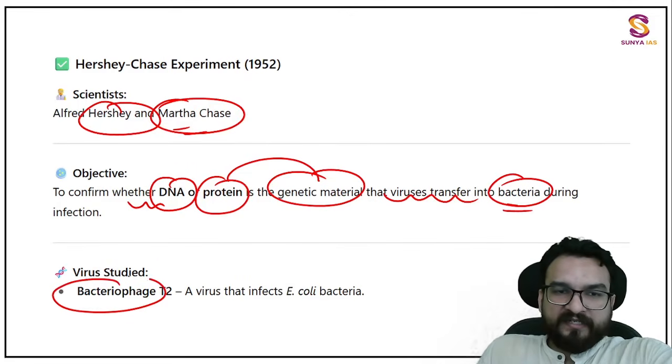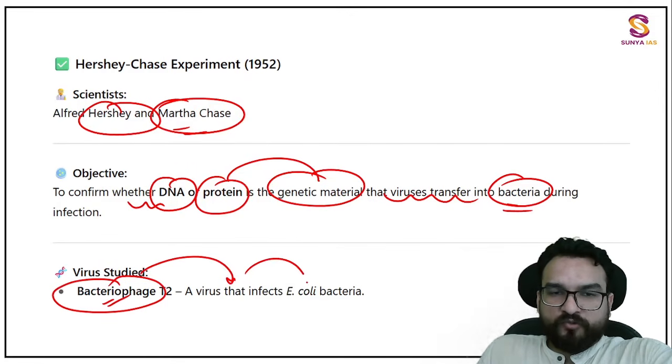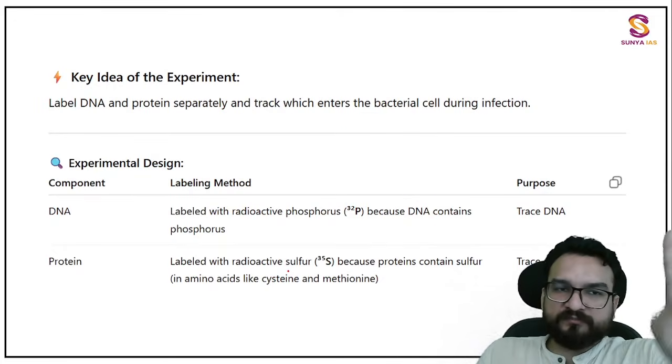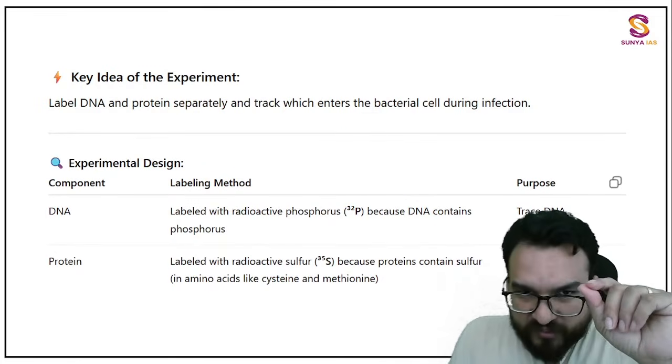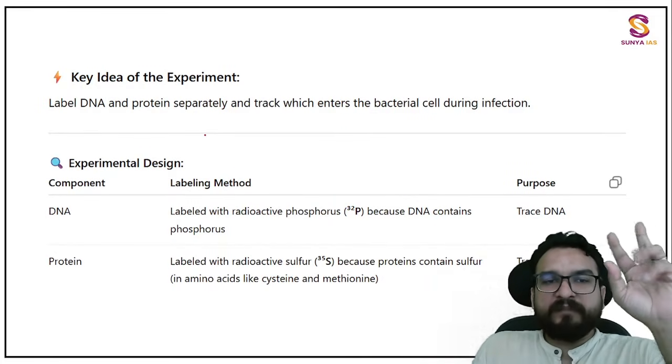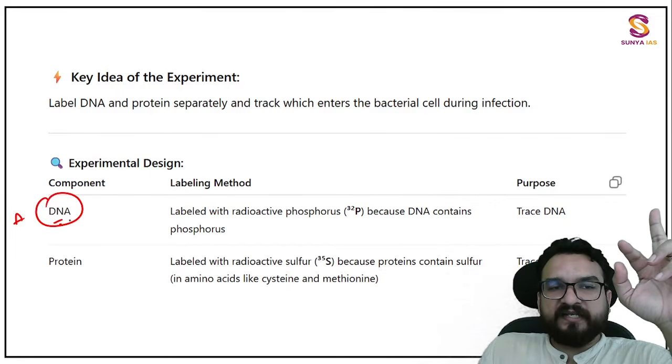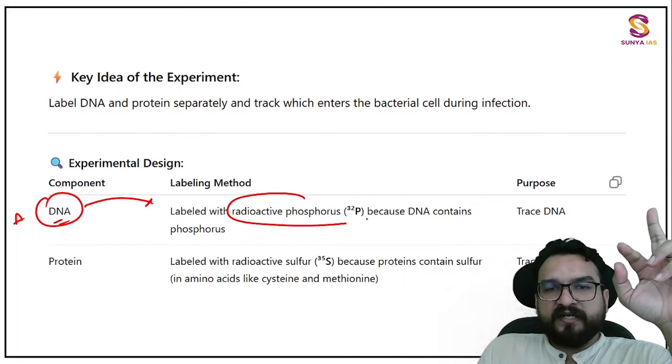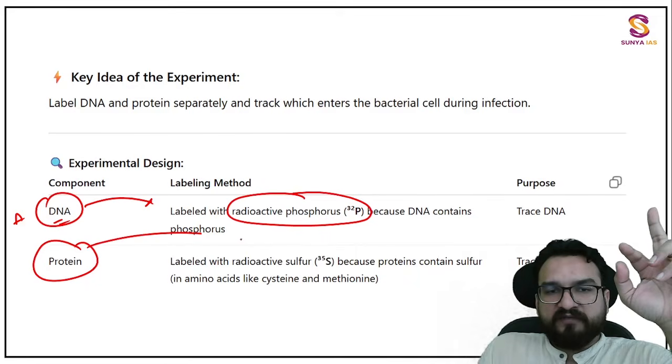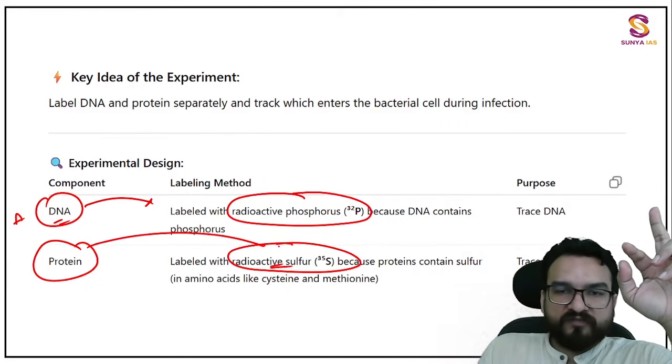What they will be taking: bacteriophage, a virus which I have told you affects E. coli bacteria. Two things, bacteria and a virus, they have taken over here. What they will be doing is making two cases. In one case, they will be marking the DNA with radioactive phosphorus. In the other, they will be marking the protein with radioactive sulfur.